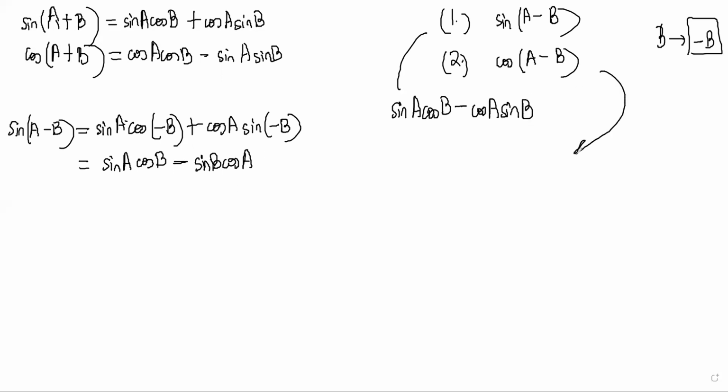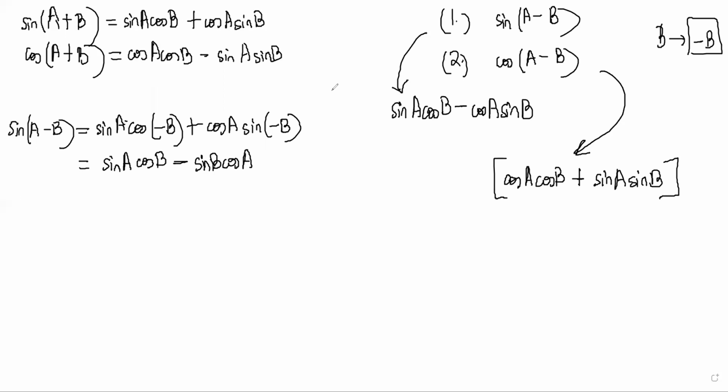And similarly, here also I'll do the same. Look at this formula, put minus B instead of B, right? So it becomes cos A cos B remains same, but sine B remains negative. So it becomes cos A cos B plus sine A sine B, right? You understand? I just substituted B with minus B. So these are the first two things that we have gotten.